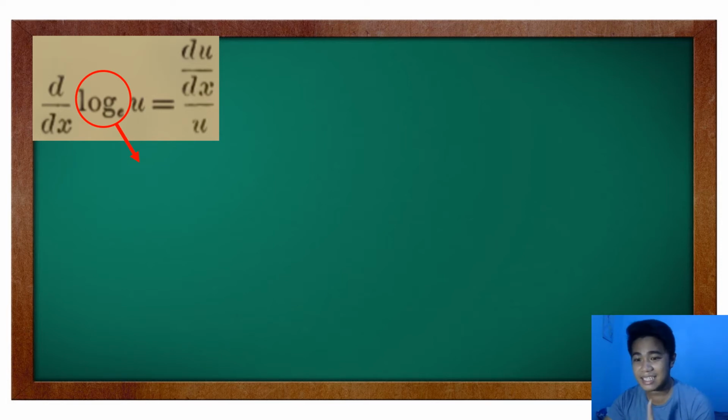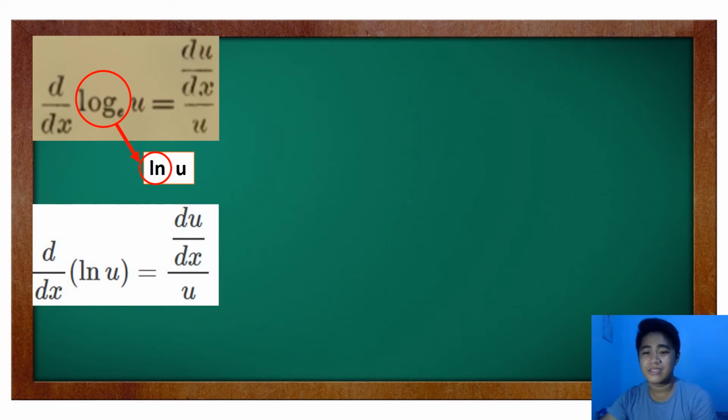And also log e, take note of this. Log base e is actually an ln, or the natural logarithm. So if that is a natural logarithm, if you encounter problems differentiating the ln of u, then that is also equal to du over dx over u. So if you encounter log with the base of e, that is du over dx over u. And if you encounter ln of u, that is also du over dx over u.